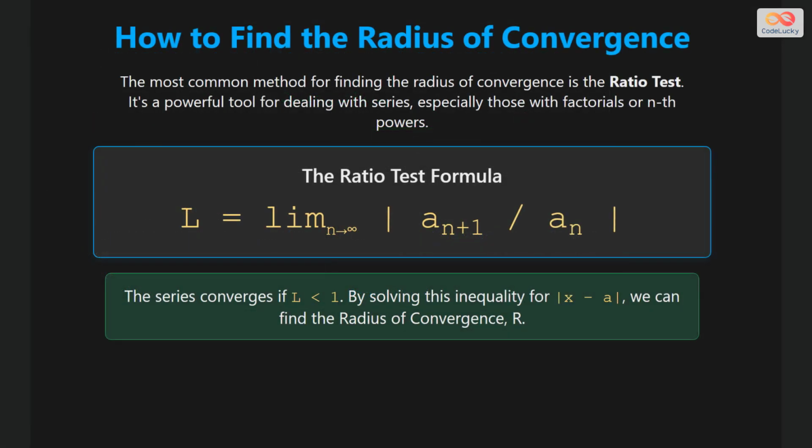Our primary tool for finding the radius of convergence is the ratio test. This test examines the limit of the absolute value of the ratio of successive terms, a sub n plus 1 divided by a sub n. We call this limit L. The power series is guaranteed to converge whenever this limit L is less than 1. Our goal is to solve the inequality L is less than 1, which will reveal the radius of convergence.